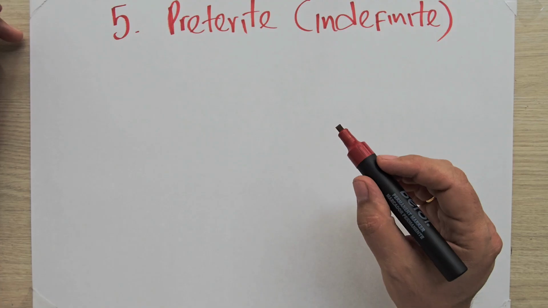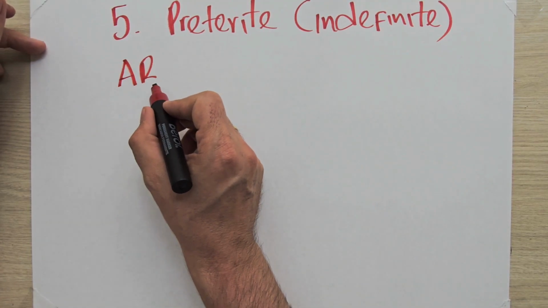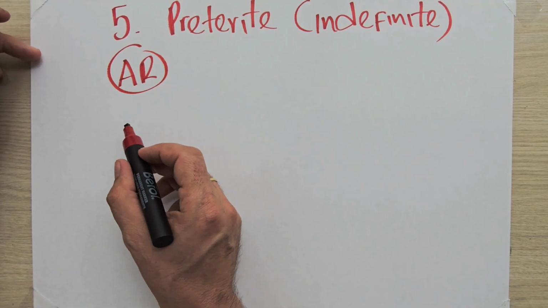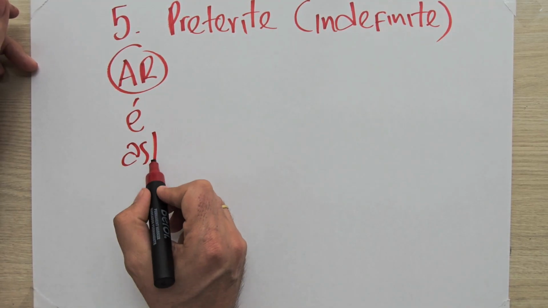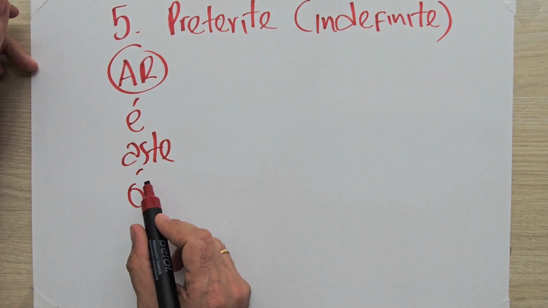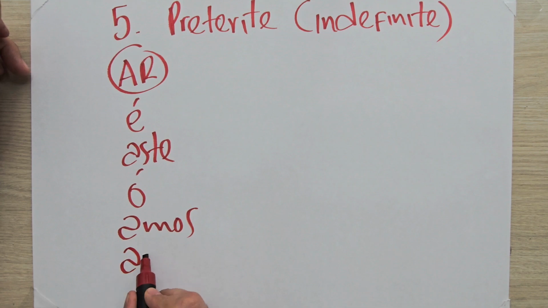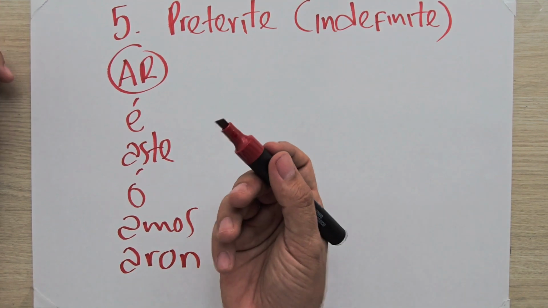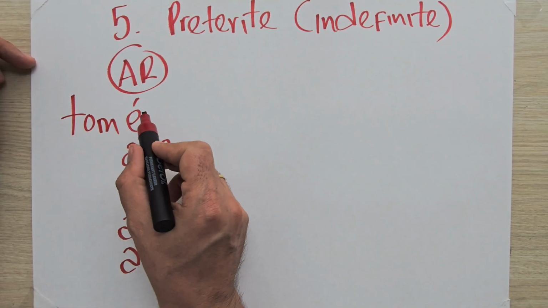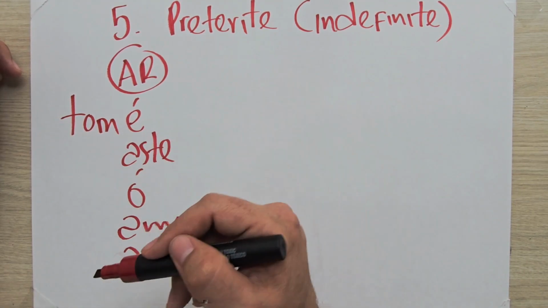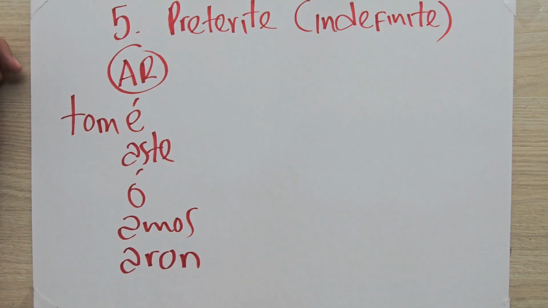Now let's practice the conjugation. For AR, the conjugation is going to be é, aste, ó, amos, aron. One example of these verbs, for example, tomar. Tú dices, tomé. I drank or I took. Tomaste, tomó, tomamos, tomaron.